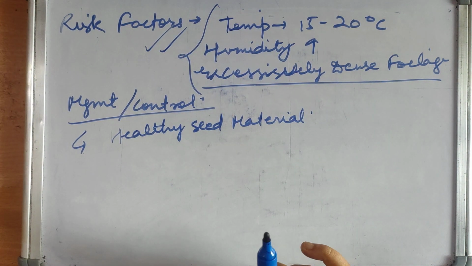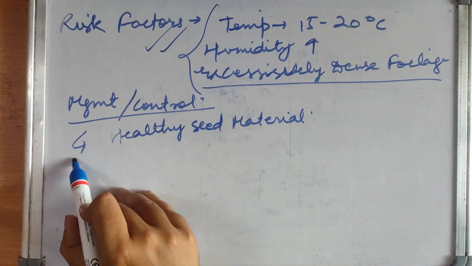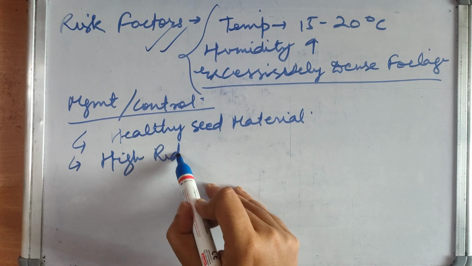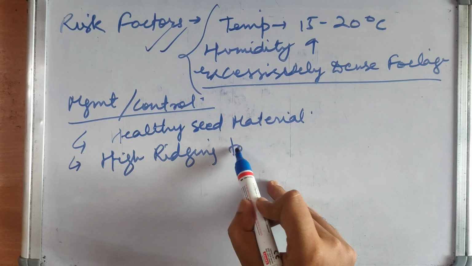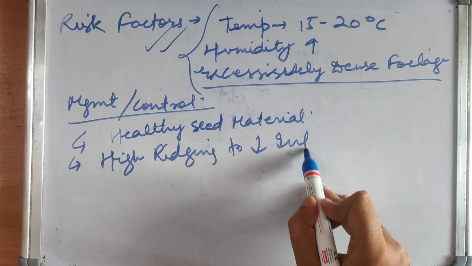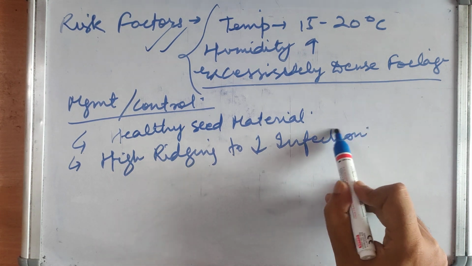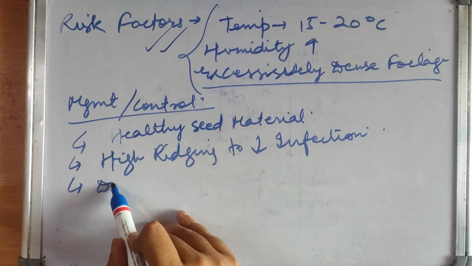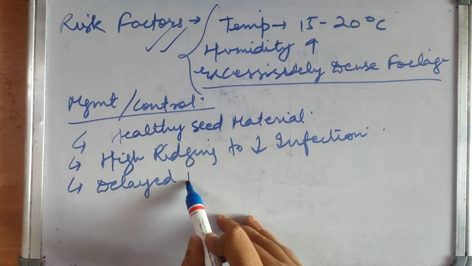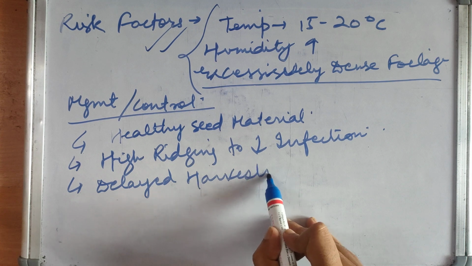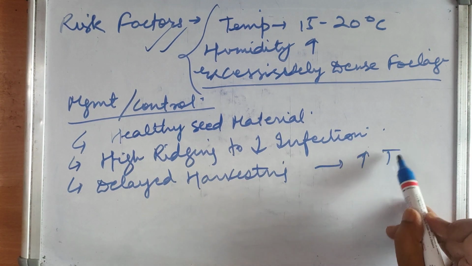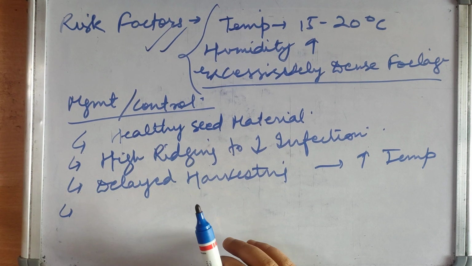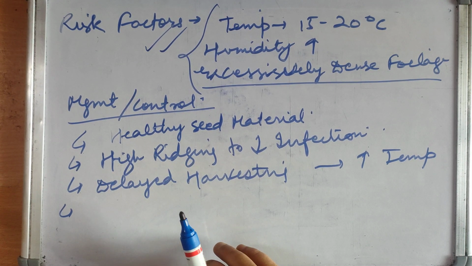First of all, we will use healthy seed material. We will do high ridging to reduce infection. We will do delayed harvesting because of high temperature. When the temperature is high, we will delay harvesting so that the crop grows in cool conditions. As we know, cooler climates are good for that pathogen.